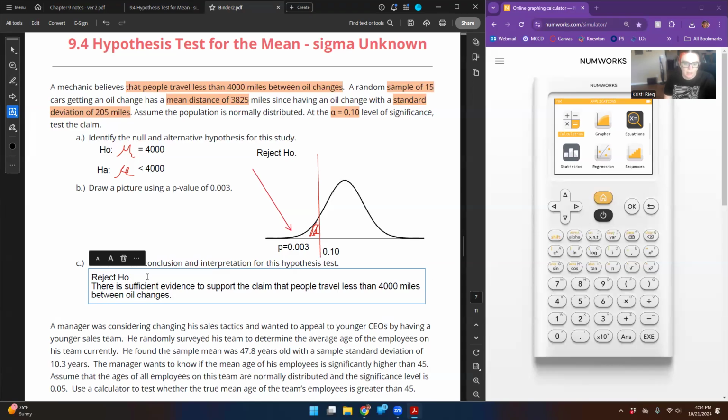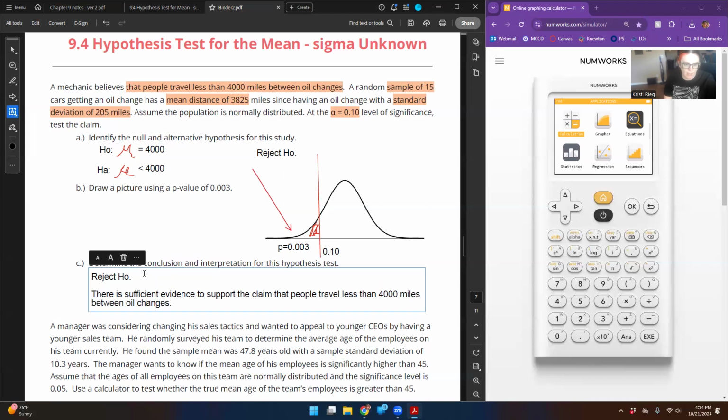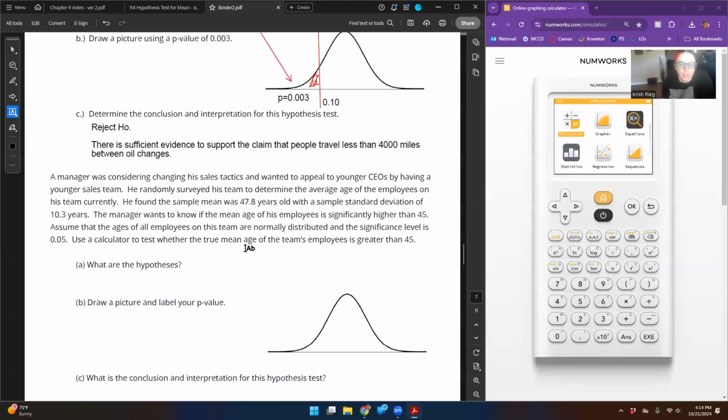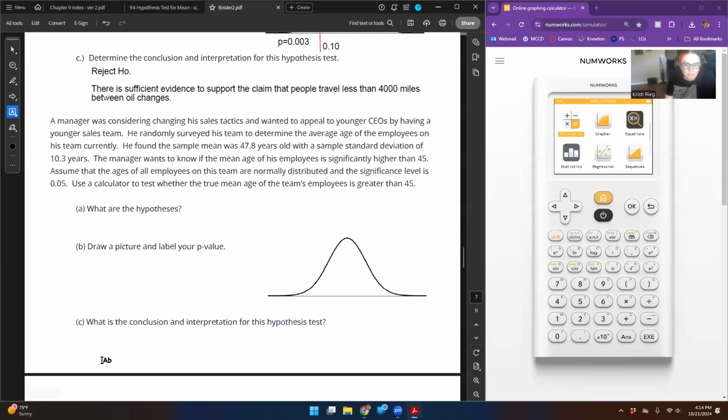All right, so that was a problem without using the calculator. The p-value was already given, so literally nothing changed. Right, because we didn't use the calculator. Now that we're going to use the calculator, something's going to change. Okay, so here we have another problem. Now it says draw and label your p-value, which means it's not given in the problem.